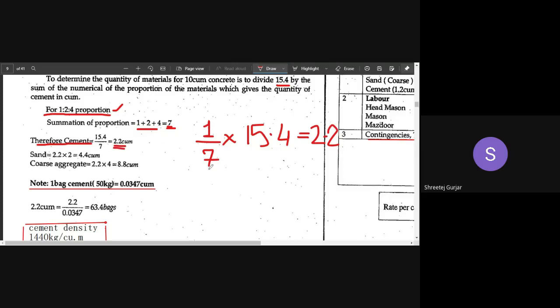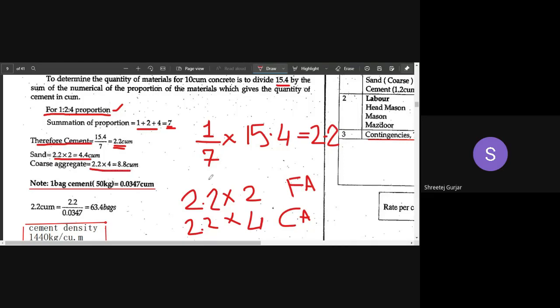Now, what is the sand quantity? It is 2 times. 1 is cement, 2 times is sand, and 4 times is coarse aggregate. So 2.2 into 2, because here the proportion of sand is 2. If it is 3, you can take 3. And 2.2 into 4 is for coarse aggregate. This is for fine aggregate or sand, and this is for coarse aggregate. These values are written over here: 2.2 into 2 is 4.4 for sand, and 2.2 into 4 is 8.8.